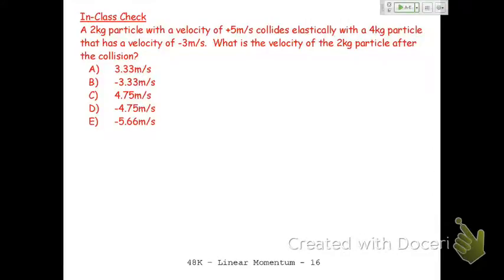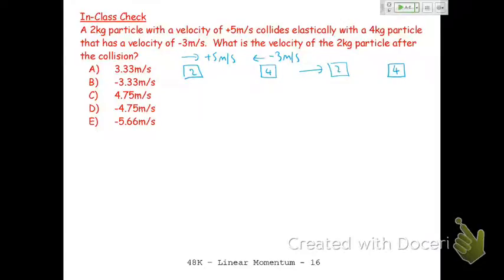Okay. A 2 kilogram particle with a velocity of plus 5 meters per second collides elastically with a 4 kilogram particle. I'm going to do this one because I'm running out of time and it's an elastic one, so let's just do it. So I have a 2 kilogram particle with a velocity of plus 5 meters per second. It collides elastically with a 4 kilogram particle with a velocity of minus 3 meters per second. And that goes to the 2 kilogram particle and the 4 kilogram particle.